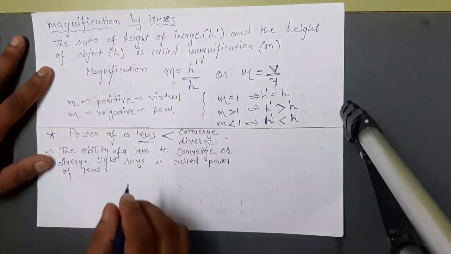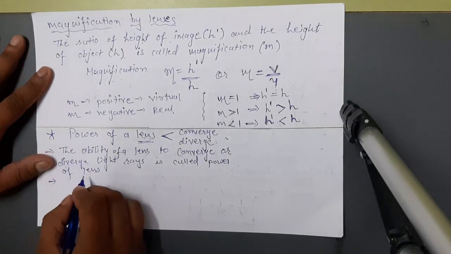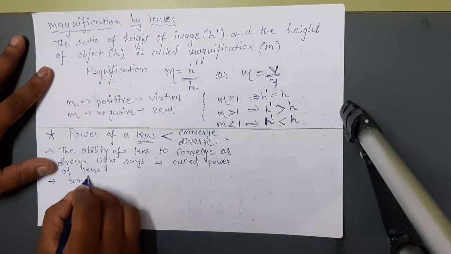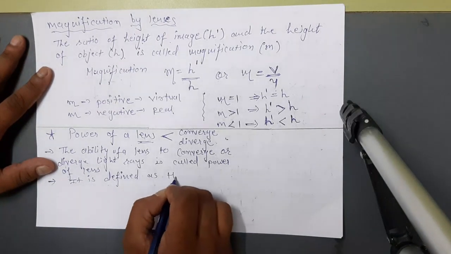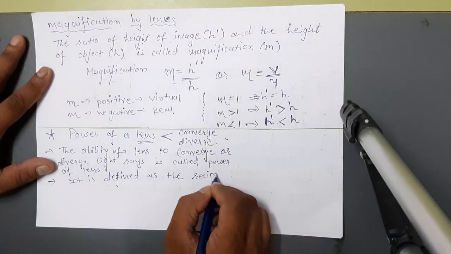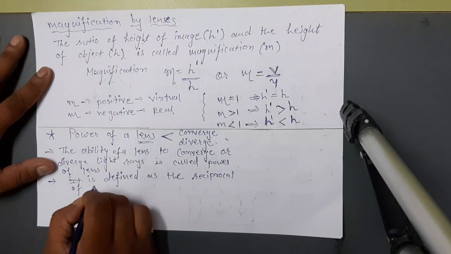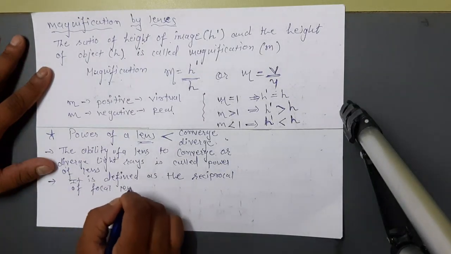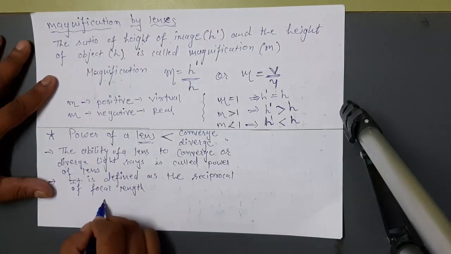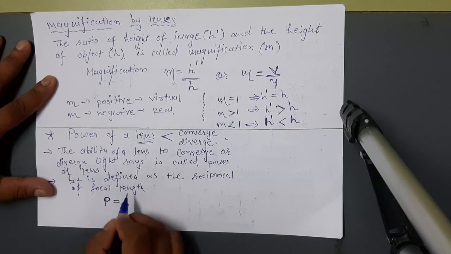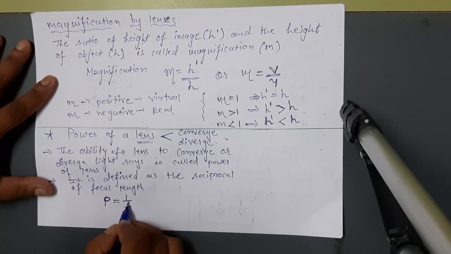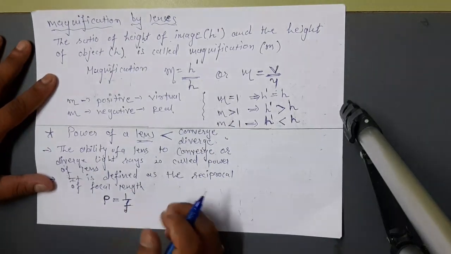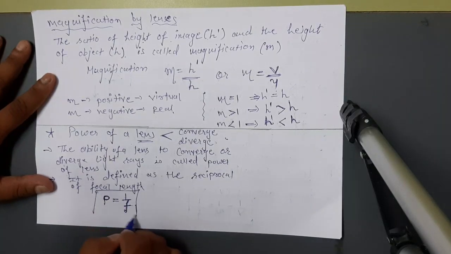From that we can say that it is also defined as the reciprocal of focal length. Suppose the power of lens is noted as P, so it is defined as the reciprocal of focal length F. So power of lens will be equal to 1 by F. So this will be our formula for power of lens.